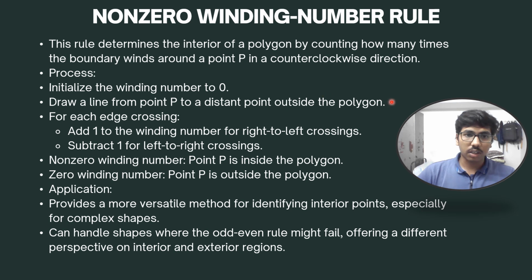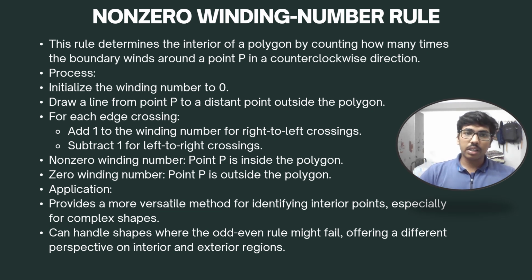In this process, we initialize the winding number to 0. We draw a line from point P to a distant point outside the polygon. For each edge crossing, we add one to the winding number for right-to-left crossings and subtract one from the winding number for left-to-right crossings. A non-zero winding number means point P is inside the polygon, and a zero winding number means point P is outside the polygon.